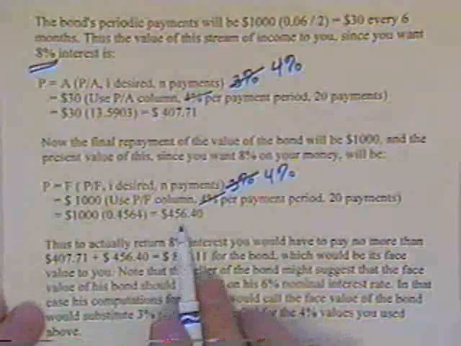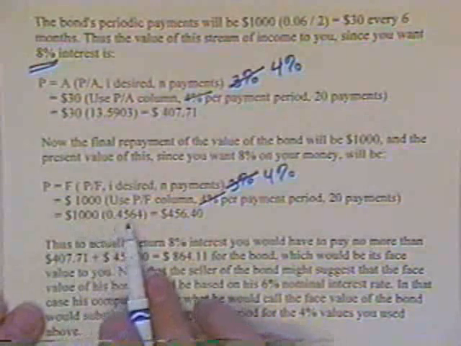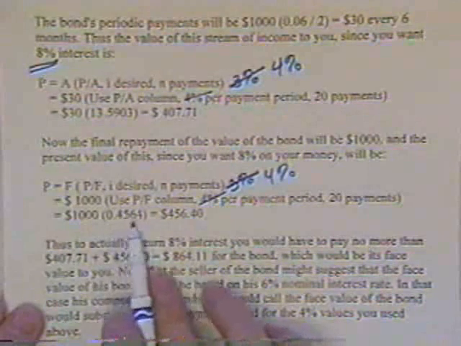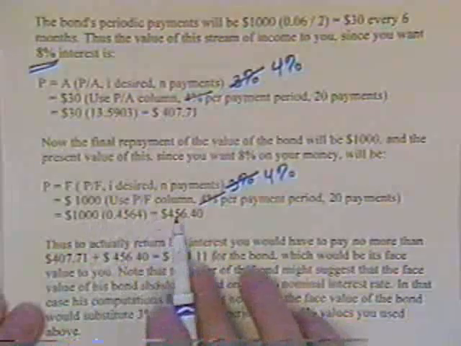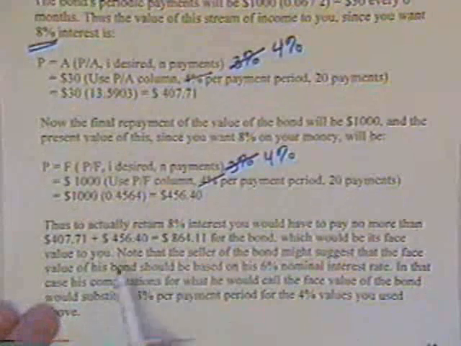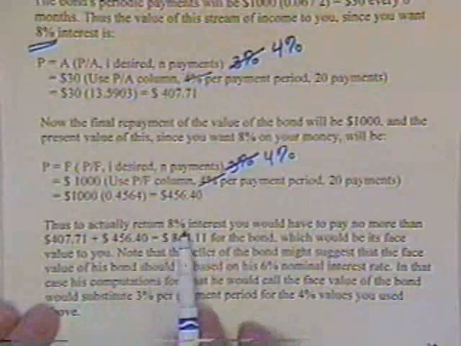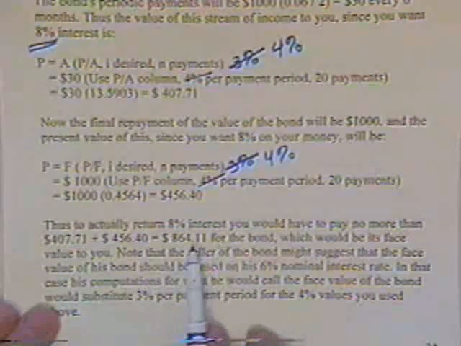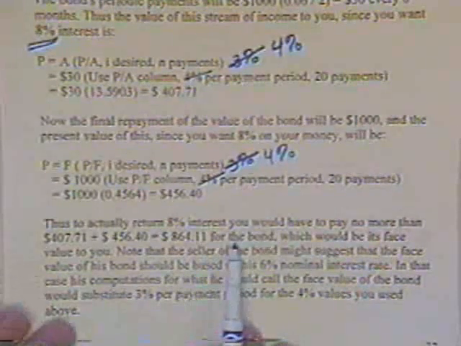All right, so the present value of him giving you $1,000 down the road, 20 payments down the road, or 10 years down the road, doesn't have near as much value to you as having your $1,000 today. So that $1,000 is worth to you $456 when he returns it to you. So to you, since 8% interest is what you will require before you're even interested in the investment, you would not pay any more than $864.11 for the bond. If he's willing to sell it for that, then you might buy it. It's the value of the bond to you.